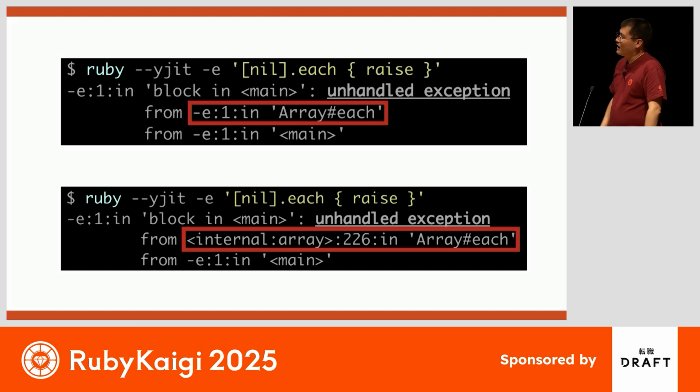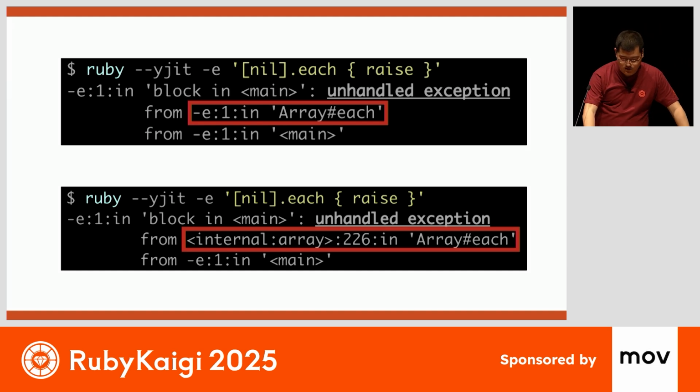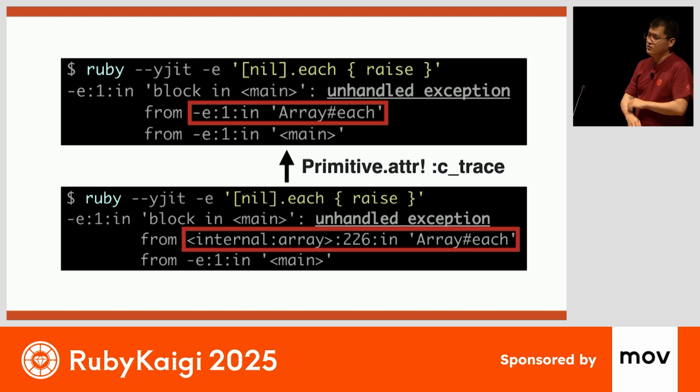So to prevent that, we added the c_trace attribute, and that's what we do for dealing with this problem. The switch from -e to the internal array happens all the time when you upgrade Ruby minor versions, because minor versions can have backward incompatibilities. But switching between the interpreter and YJIT should be as smooth as possible. So the c_trace attribute is what we have for fixing that problem.